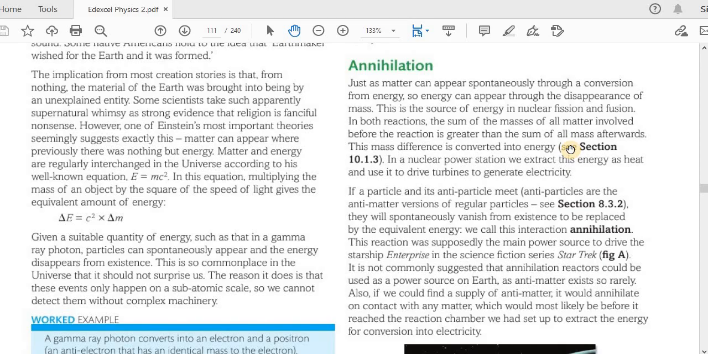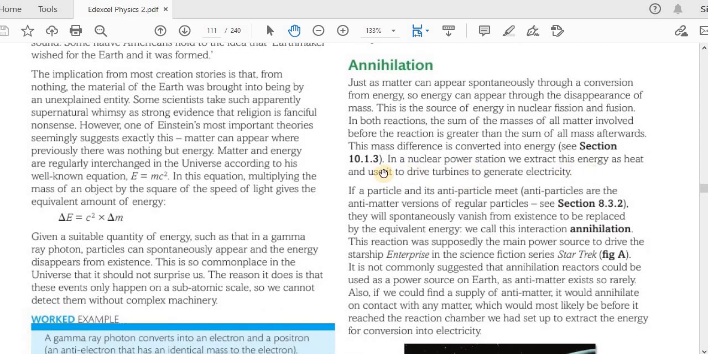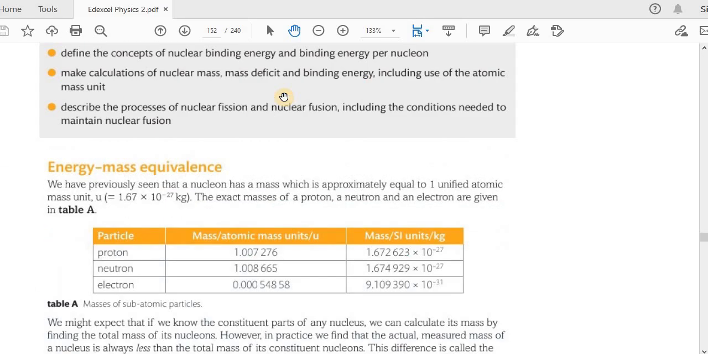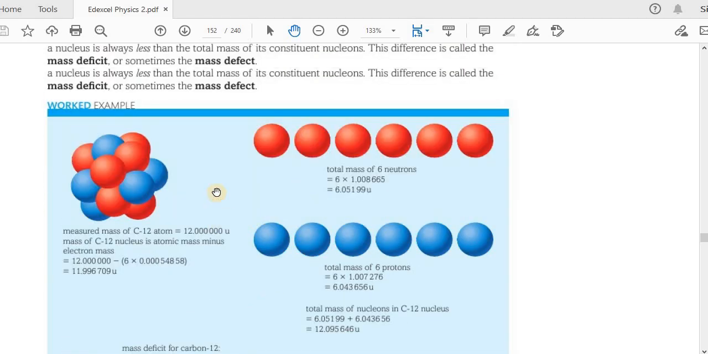For example, gamma ray photons we saw over here. Okay, now I think that is clear. This mass difference is converted into energy. See section 10.1.3. Now we are in section 8. We'll have a quick peek at this section also right now. Okay, so chapter 10.1.3 is about fission and fusion. So for more details you can go through this part, but also I explained briefly just now.